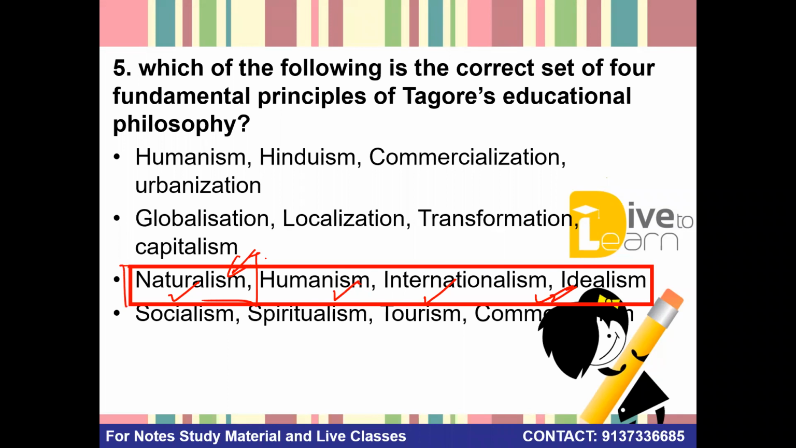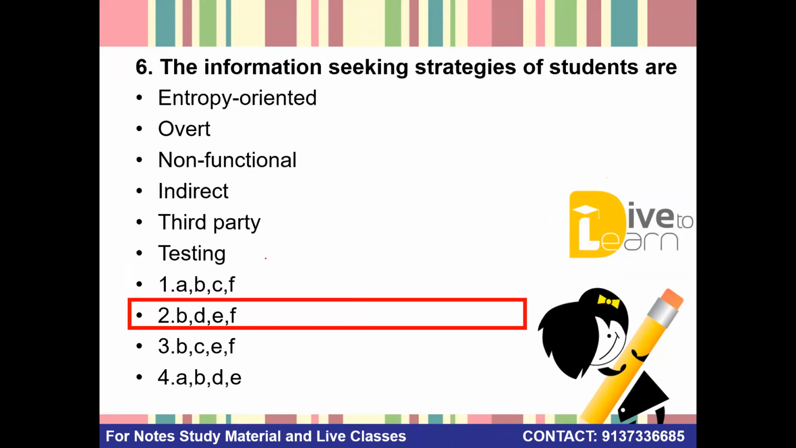Next question. The answer is given here. The information-seeking strategies of students are named A, B, C, D, E and F: overt learners, indirect like through probing, students seek information, third party and testing.